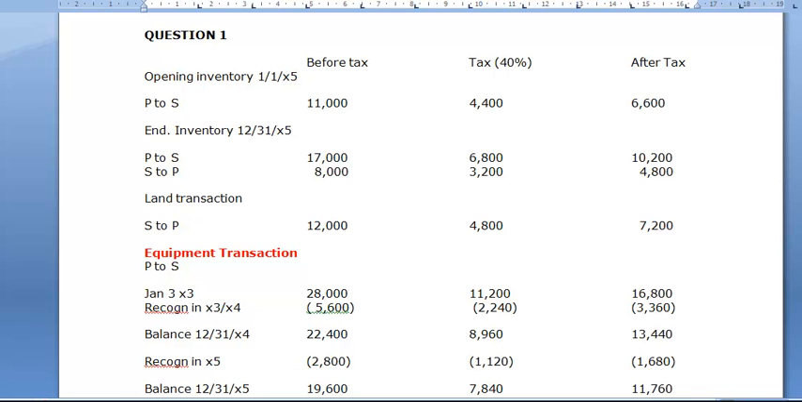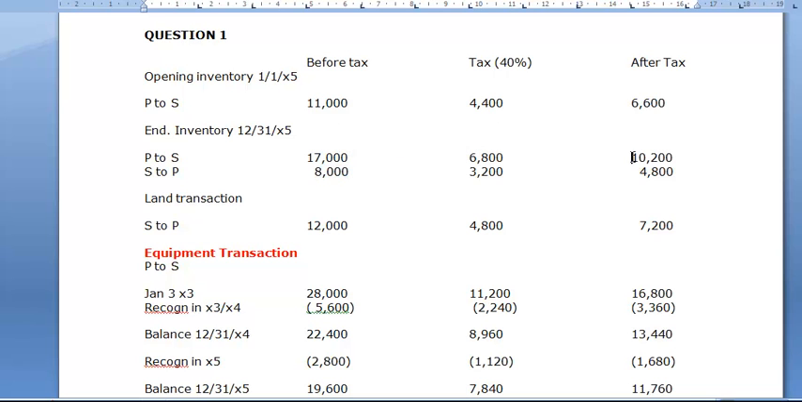For example, if we look at item number 1, we can see that during X5, the parent was selling to the sub and still had $17,000 in profit sitting in the ending inventory that had not yet been sold. We also see that in that same year, when the sub sold to the parent, and we can get this from item number 2, the parent still had $8,000 of intercompany profit sitting in the ending inventory that it got from the sub and couldn't sell.